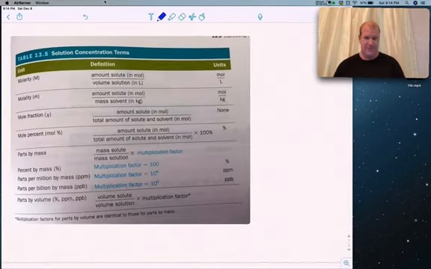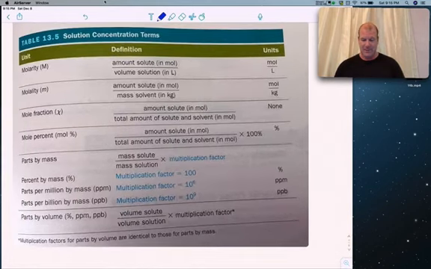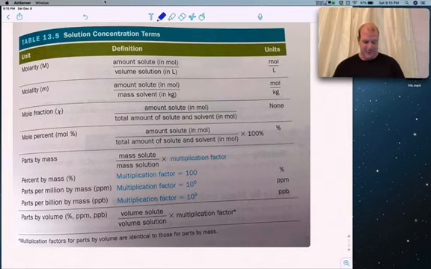Okay, so let's talk about different types of concentration. You should be fairly familiar with molarity. Molarity is moles per liter. Next, we'll talk about molality. Molality is going to be important when we talk about certain colligative properties. That's coming up next. Some of them, like boiling point elevation and freezing point depression, involve molality.